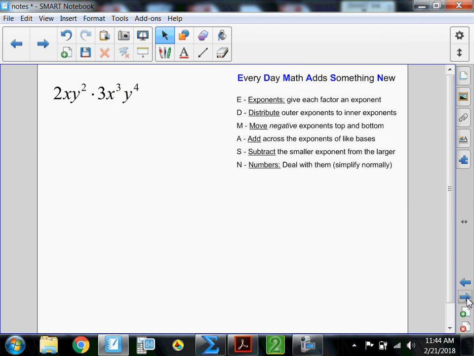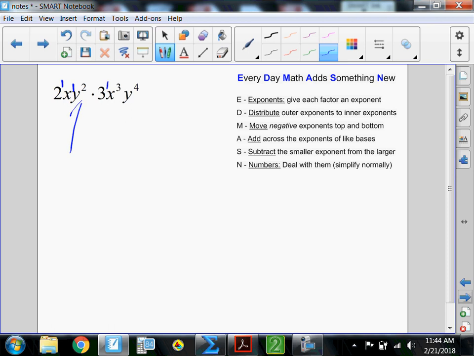Okay, so every day math adds something new. E stands for exponents. Give every factor an exponent. So I have a factor of 2 and a factor of x and a factor of 3 that don't have exponents, so I put the ones there. That's really just to help save you time later, because the exponent tells you how many factors there are. There's one factor of 2, one factor of x. There's already 2 factors of y. That's what the y squared means. So we put the ones there.